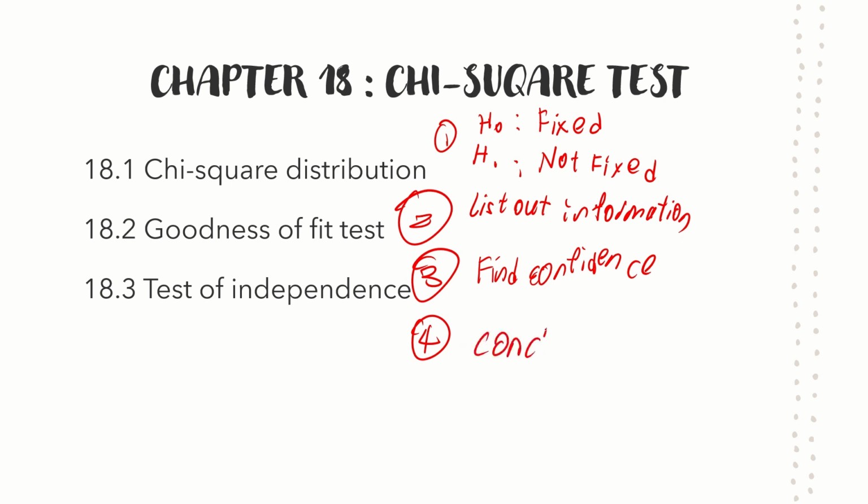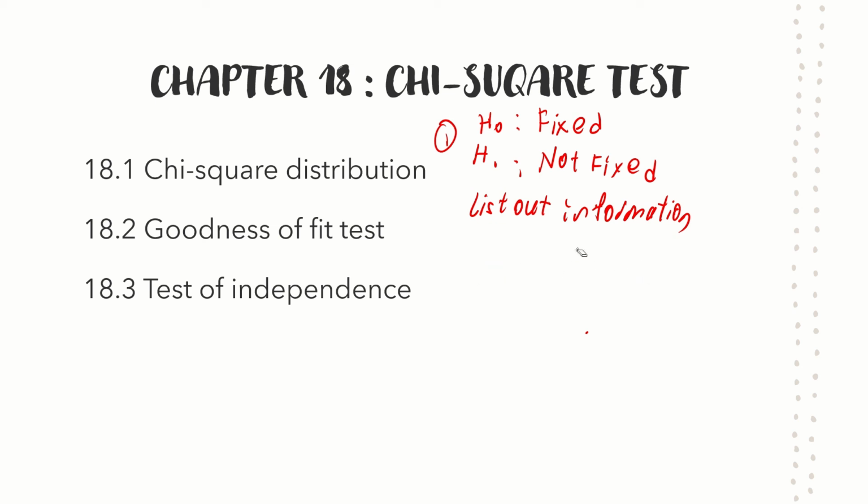And the last part is to make a conclusion. The conclusion only has two options, same as chapter 5. Either you reject H0 or do not reject H0 only. So this is the goodness of fit test. If you already handle chapter 5, chapter 6, maybe it's not difficult to do, because it's mostly similar to chapter 5.